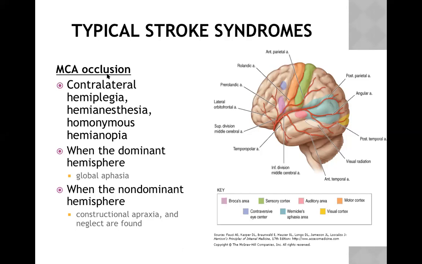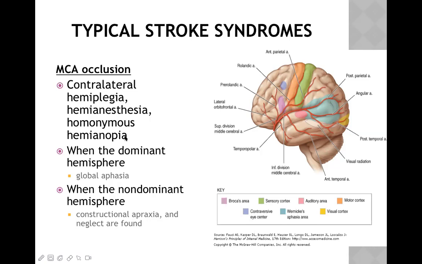Now to answer this question, you need to remember the territory or the areas of the brain which are supplied by the middle cerebral artery. Now see here, if it is occluded, there will be contralateral hemiplegia. Contralateral means opposite side of the body. Hemiplegia is one half of the body paralyzed. That means the upper limb and the lower limb on that side are paralyzed. Another is hemianesthesia. There is sensory loss on the opposite side of the body, and there is homonymous hemianopia.